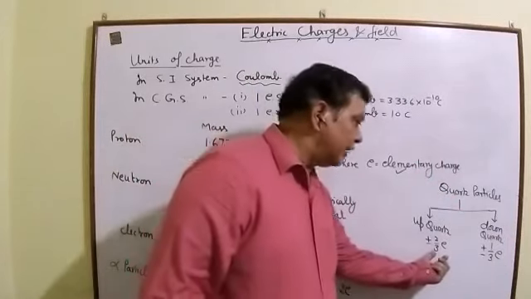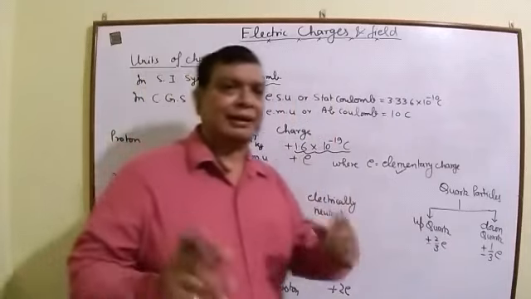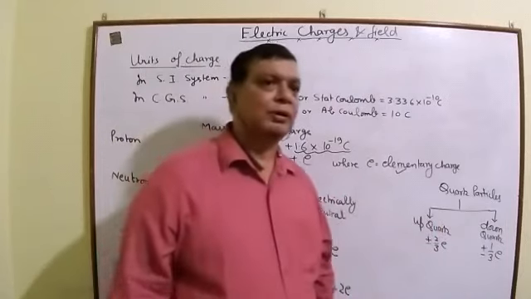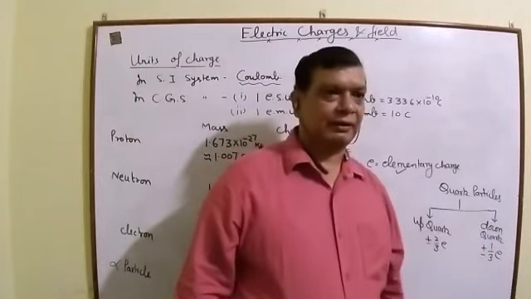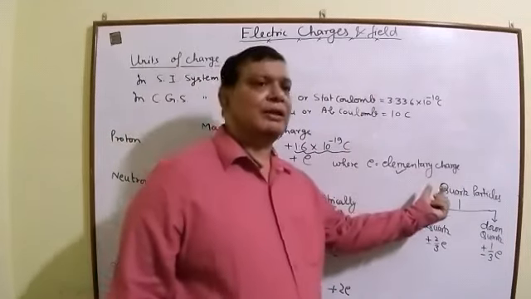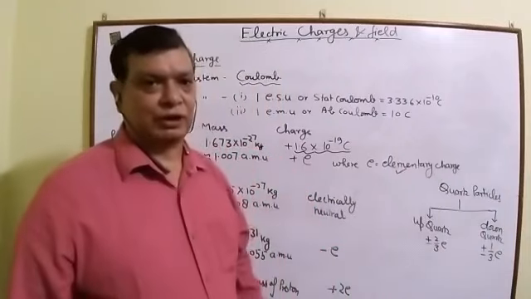These are the values of the charges which are less than E. But it is seen that these quark particles are not found in free state. That is why I have told you that E is the elementary charge, which is the minimum possible value of the charge.